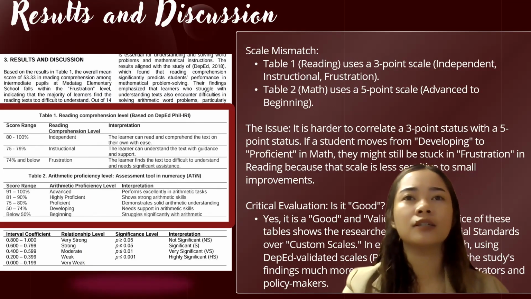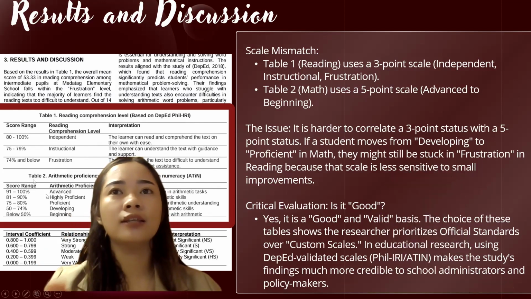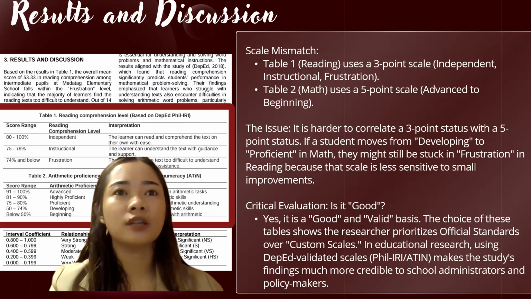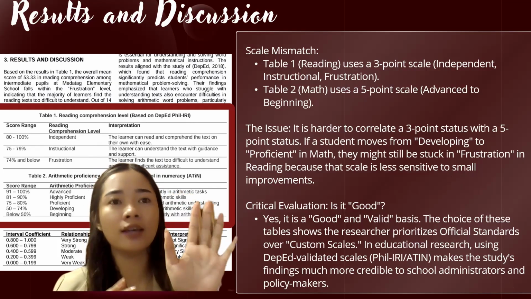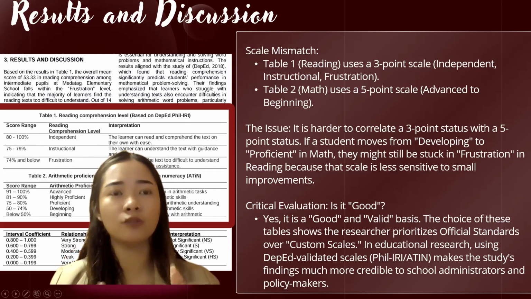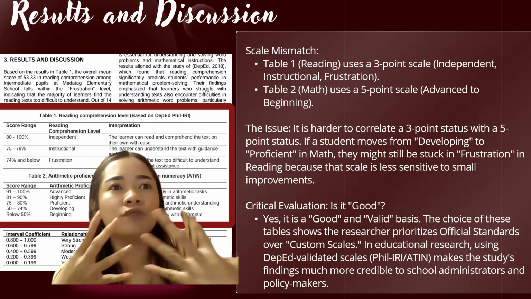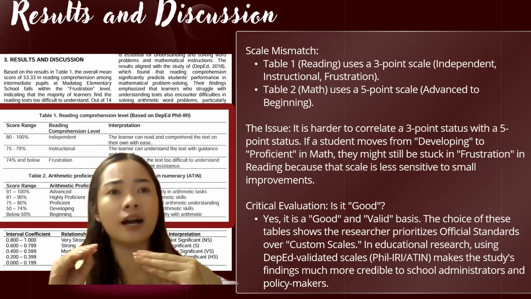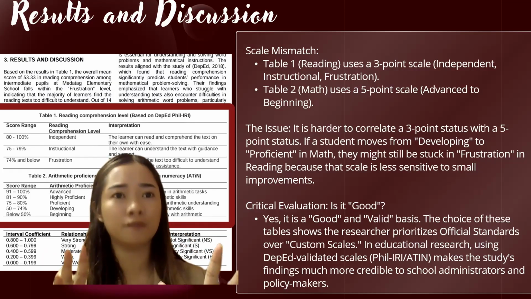For the scale mismatch, Table 1, which is the reading comprehension, uses a 3-point scale. When we say 3-point scale, it indicates that there are 3 levels: independent, instructional, and frustration. On the other hand, Table 2, or the arithmetic proficiency level, uses a 5-point scale: advanced, highly proficient, proficient, developing, and beginning. So the issue here, I think, is that it is harder to correlate a 3-point status with a 5-point status. If a student moves from developing to proficient in math, they might still be stuck in frustration level in reading because that scale is less sensitive to small improvements.